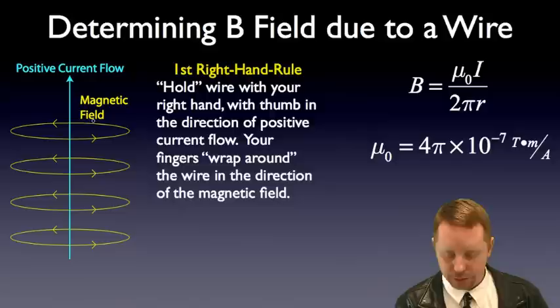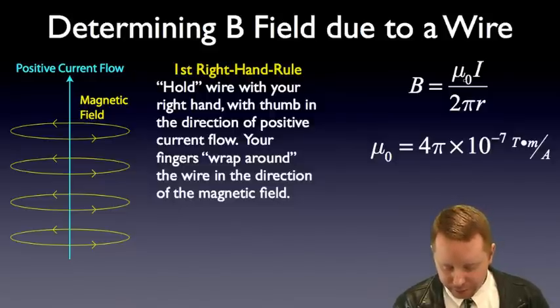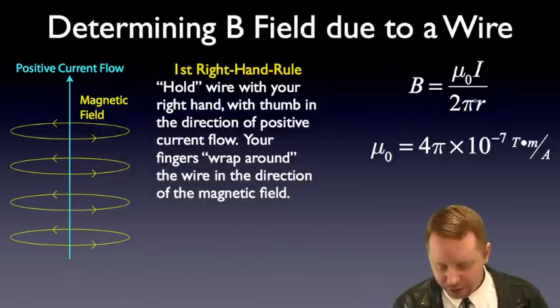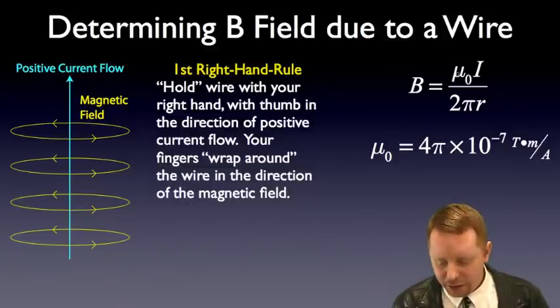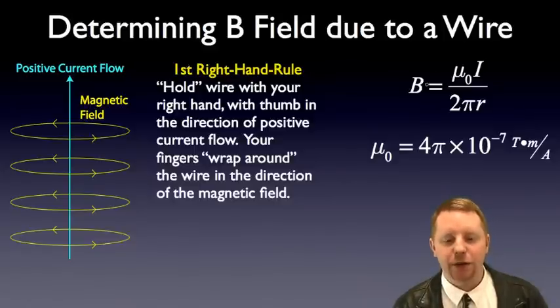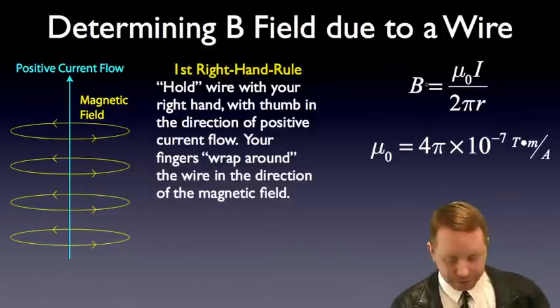The magnitude is given by mu naught, the permeability of free space, times the current in amps, divided by 2 pi times the distance from the wire, r, where mu naught is 4 pi times 10 to the minus 7 Tesla meters per amp. And if you have something other than free space or air, then you adjust that mu naught value for the permeability of that new material.